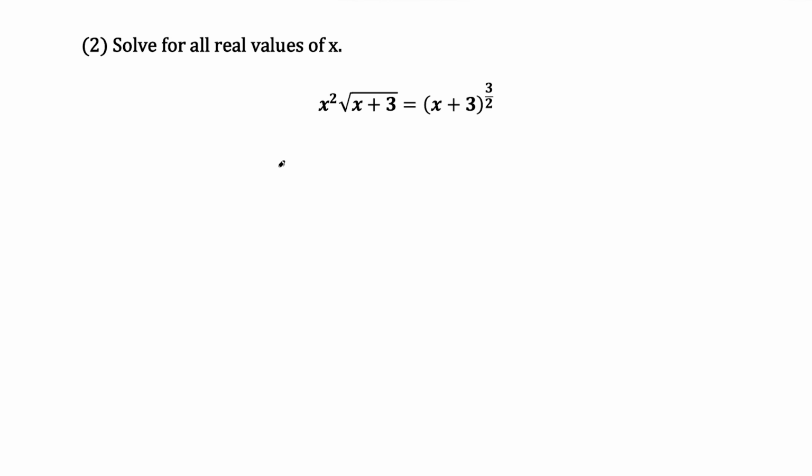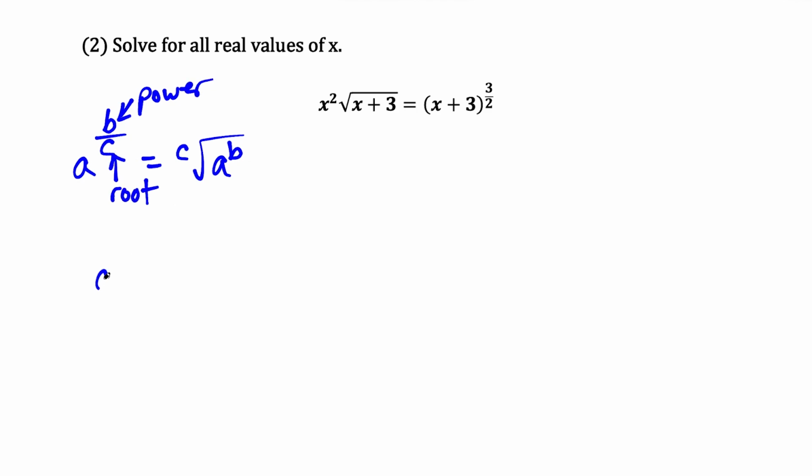Question 2, we're solving this equation for all real values x, and one thing we have to know is that a to the b over c is equal to the c root of a to the b power. Just know that the numerator is the power, the denominator is the root. We have power over root. And the next thing we should know is that a to the b to the c power is equal to a to the b times c. So we could start solving this equation by squaring both sides.